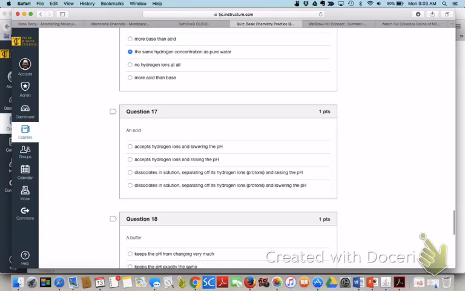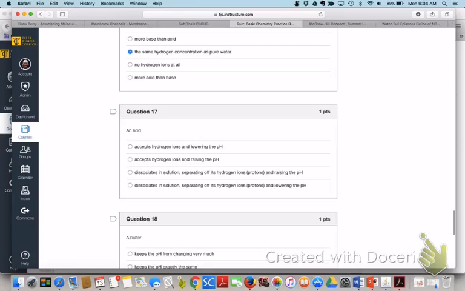An acid dissociates in solution, separating off its hydrogen ions and lowering the pH. Does that sound right? No. An acid dissociates in solution, separating off its hydrogen ions and raising the pH? Yes. Accepts hydrogen ions? Okay, so we've got two parts to this definition. So does an acid dissociate and release hydrogen ions, or does it accept hydrogen ions?